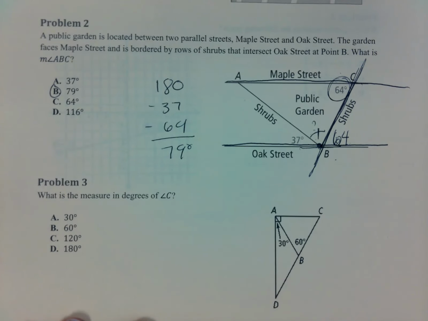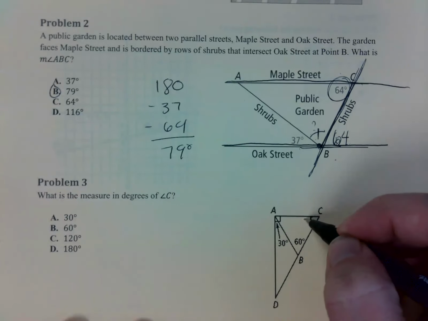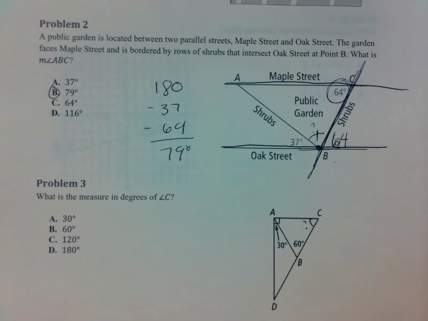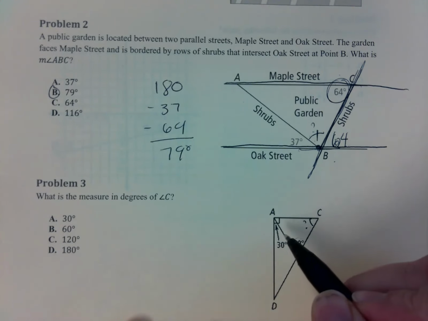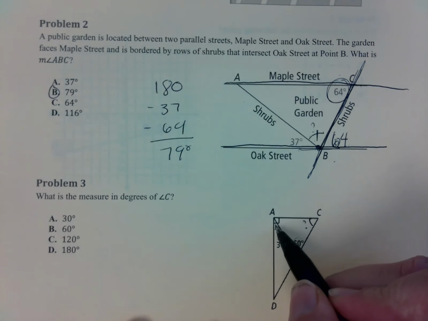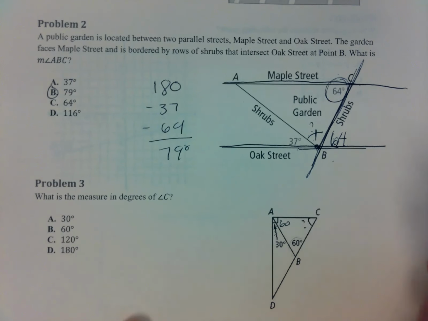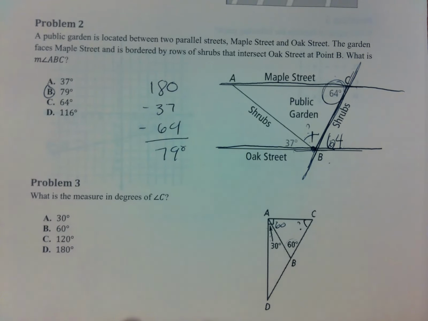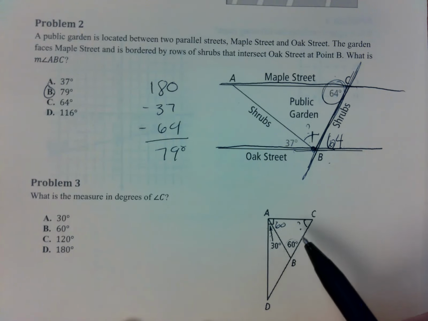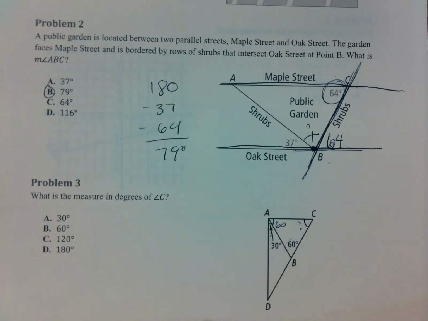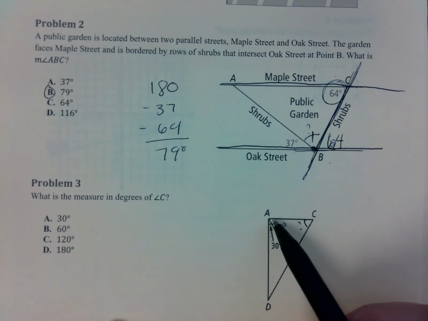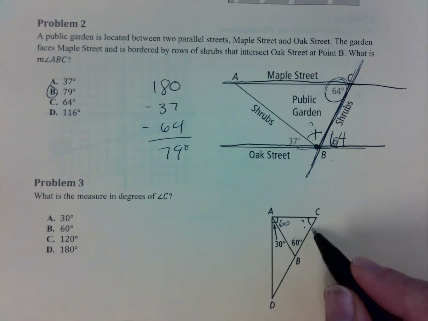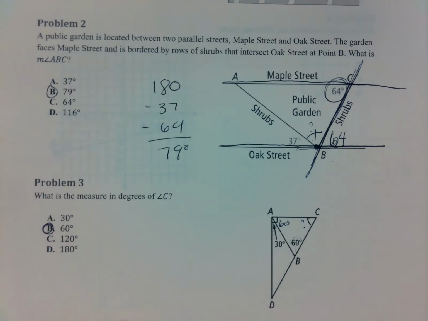Problem 3. What's the measure of angle C? Well, there are a couple of things I see here. Look at this angle, that's 60. Also looking at this angle, this is 30, and this whole thing is 90. So I can figure out this angle right here would also have to be 60 because these two have to add up to 90. Now, since these two are 60, I can do 180 minus 60, or sometimes people think, oh yeah, if two angles are 60, that means the third angle has to be 60. This is an equilateral triangle. So then angle C would be equal to 60.